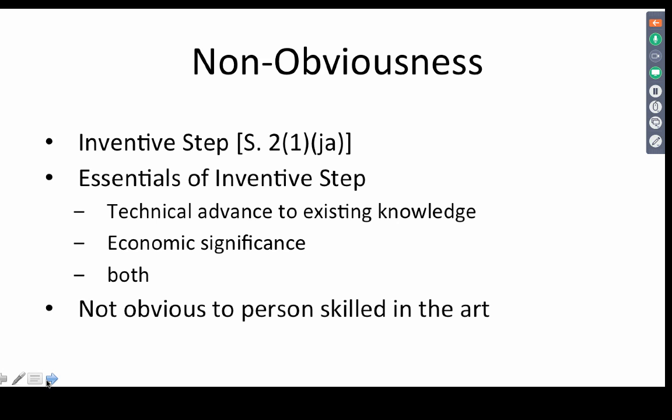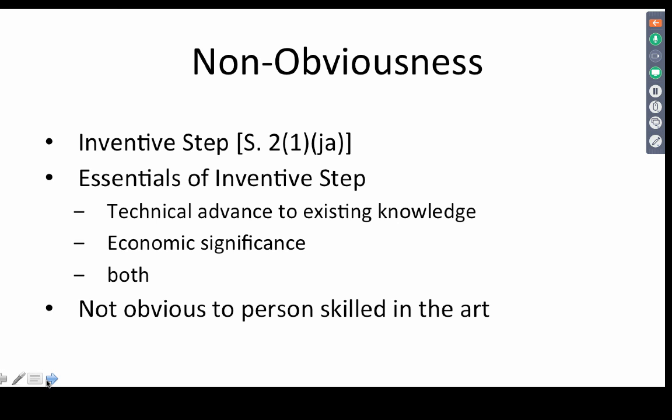So, technical advance over existing knowledge is one requirement. If you can't satisfy that requirement, you have to show economic significance. Economic significance is actually utility. It's the language of utility. Something should be useful and people should be willing to pay money for it. It has a significance in terms of money.